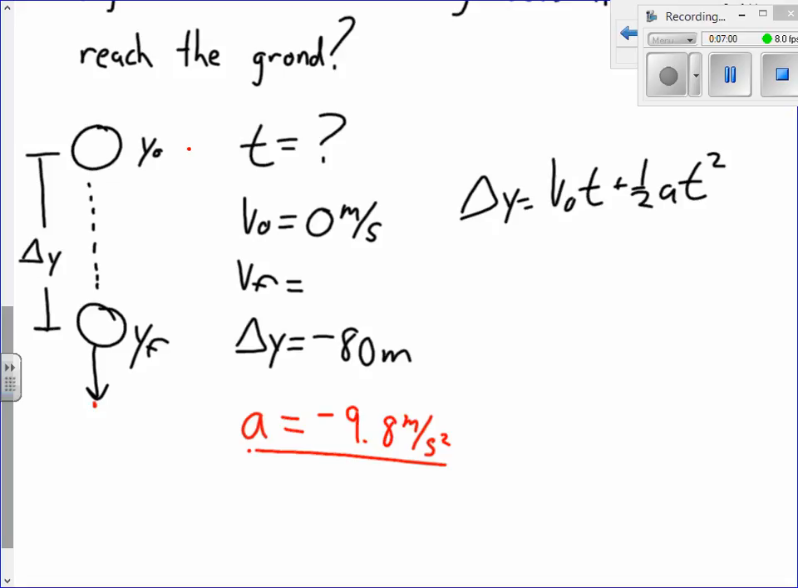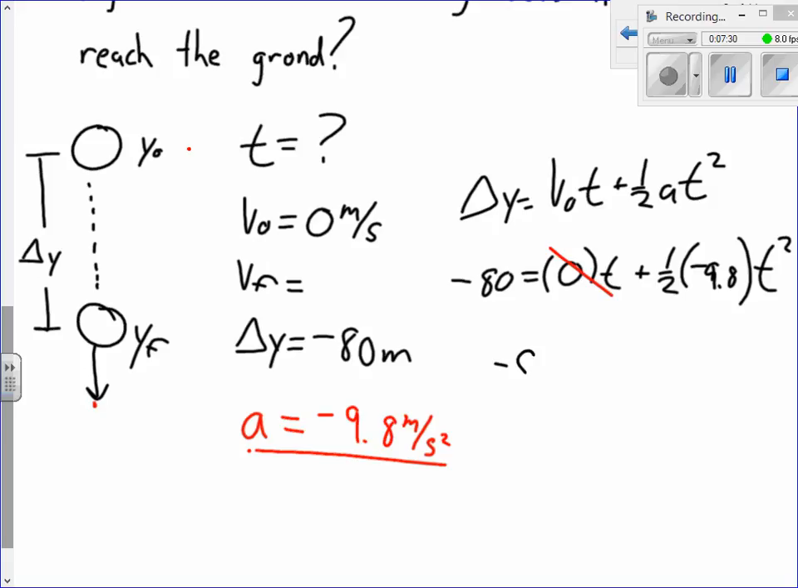So I replaced the x with a y just to represent that it's going in the vertical direction. And I'll plug everything else in. When I plug it in, it'll be negative 80 equals 0 times time plus 1/2 times negative 9.8 times t squared. So fortunately, because of this 0, the t cancels out, so we don't have to use the quadratic equation.